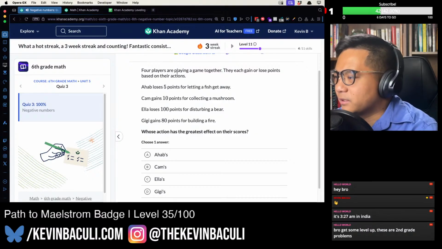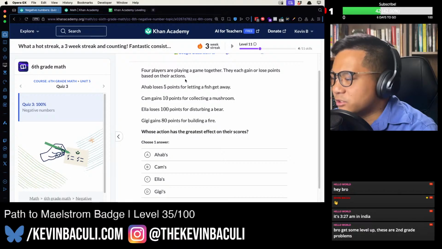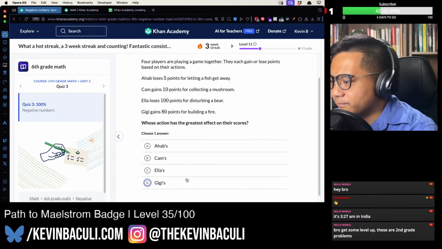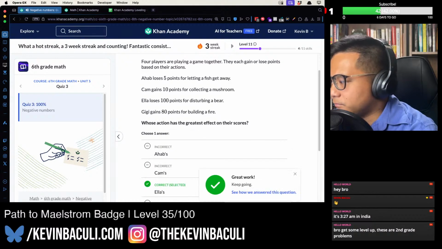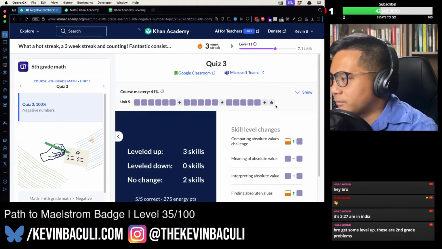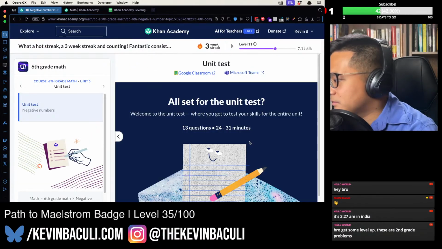4 players are playing a game together. They gain or lose points based on their actions. Ahab loses 5 points for letting a fish get away. Cam gets 10 points for collecting a mushroom. Ella loses 100 points for disturbing a bear. Get your act together, Ella. Gigi gains 80 points for building a fire. Whose action has the greatest effect on their scores? Ella. There we go. We can do the quiz now.